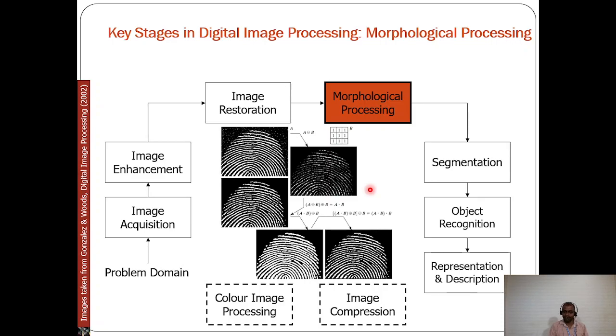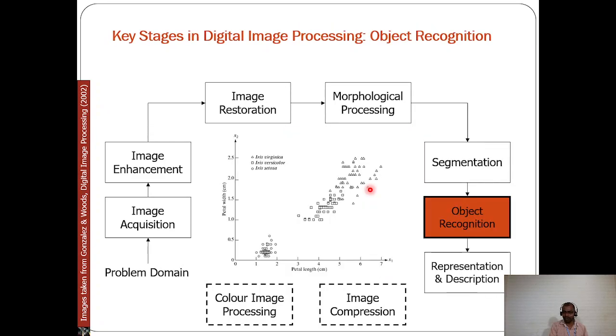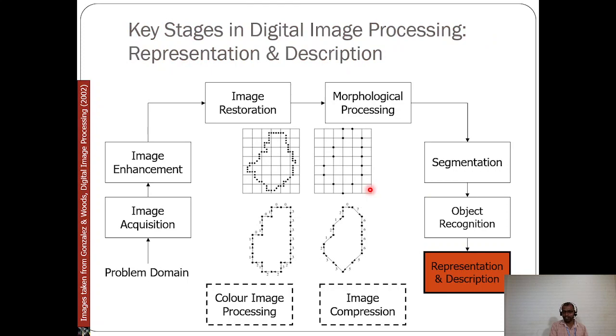Based on the representation, based on the particular segment, we give some description. Simply, we give some labels. The labels are used for recognizing the particular object in the last steps. So we can see the different steps: segmentation, object recognition, and representation and description. All these are key stages in digital image processing.